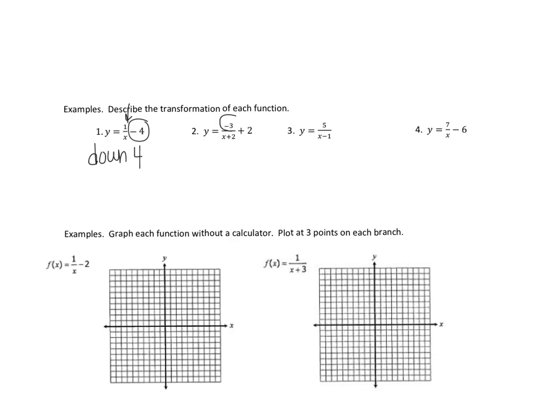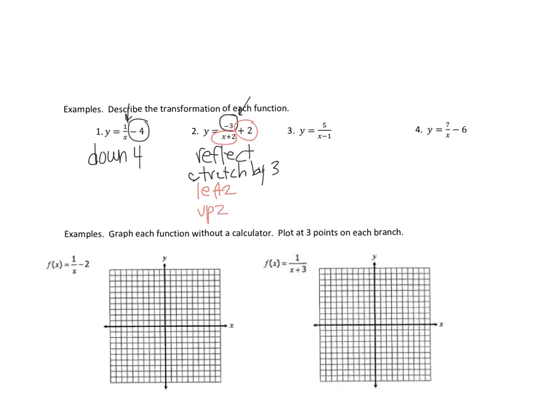Number 2, it's been reflected because that a is negative. So I put reflected. And there's a vertical stretch because the absolute value of -3 is greater than 1. So it's stretch by 3. And then it's shifted left 2 and then up 2.